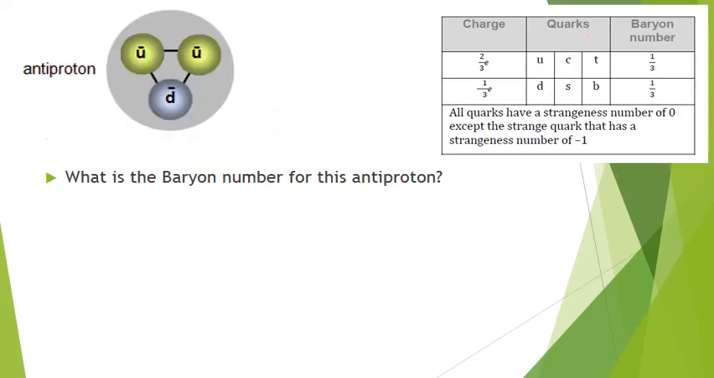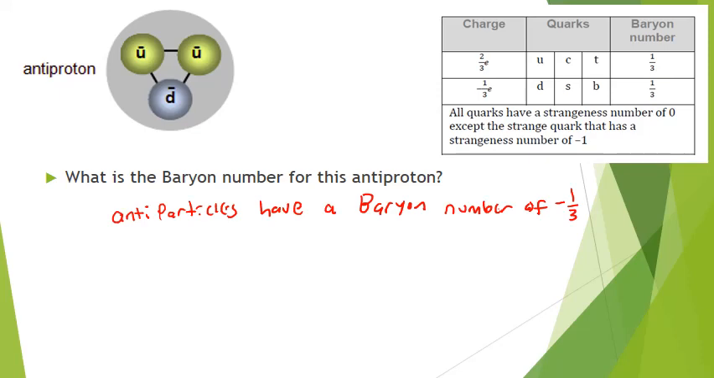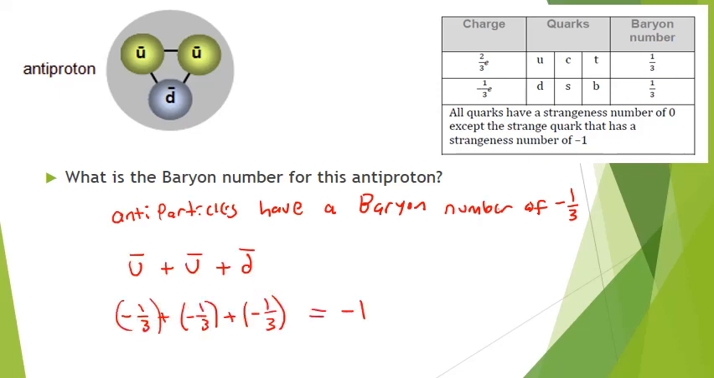Now, if we have an antiproton, which is an anti-up quark, anti-up quark, anti-down quark, we can find the baryon number for this. If we do that, we have a negative 1/3 plus negative 1/3 plus negative 1/3, -1.